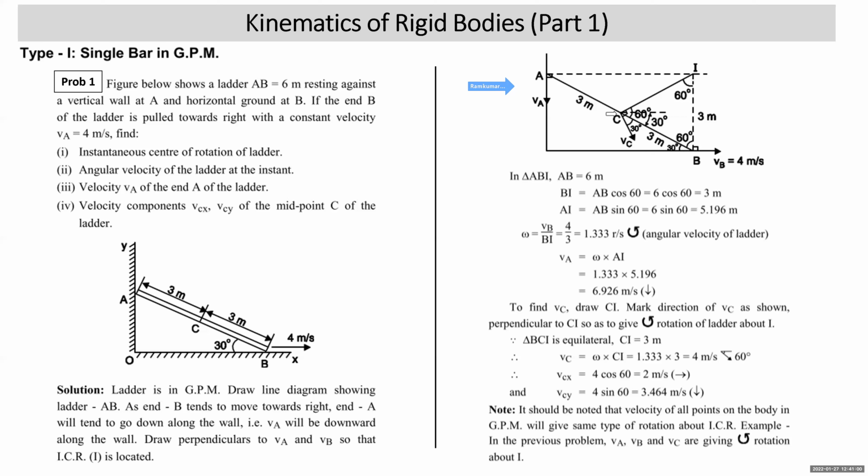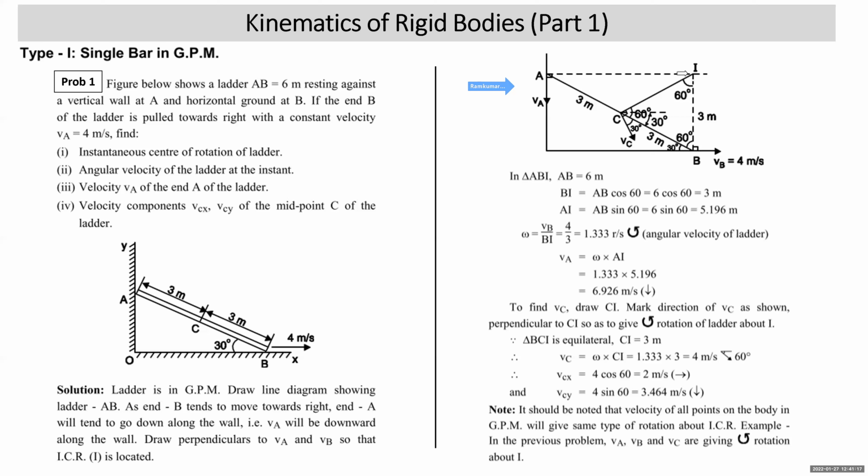Now in triangle ABI, this angle is 30, this is 60. Length AB is 6 meter. So BI is 6 cos 60, that is 3 meter. Distance AI is equal to AB sine 60, that is 6 sine 60, 5.196 meter.